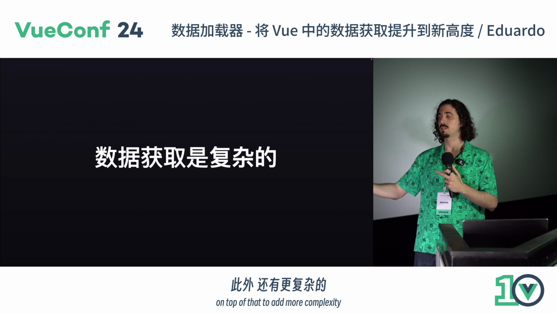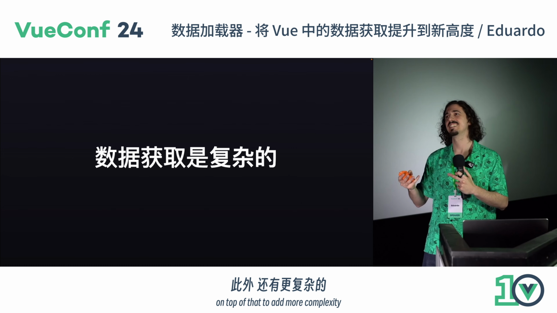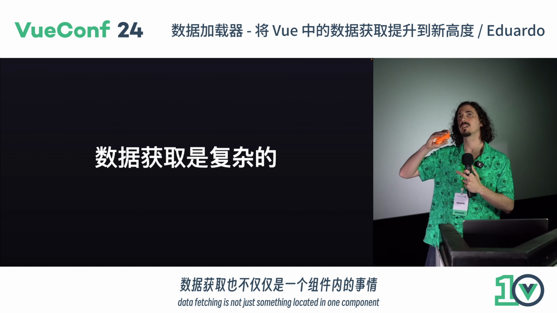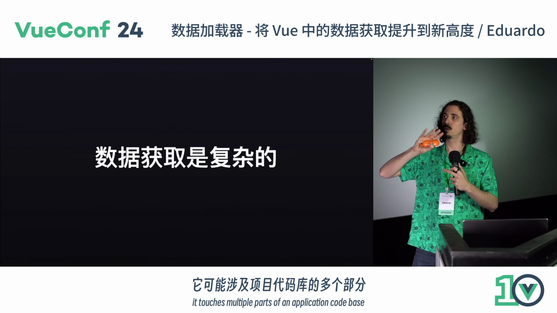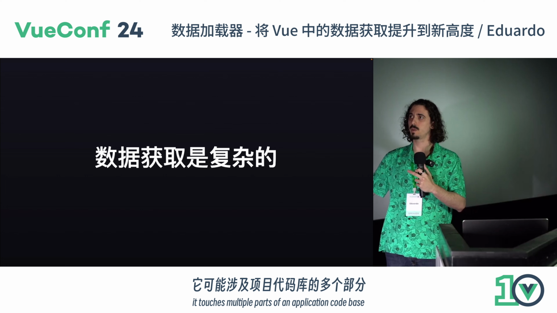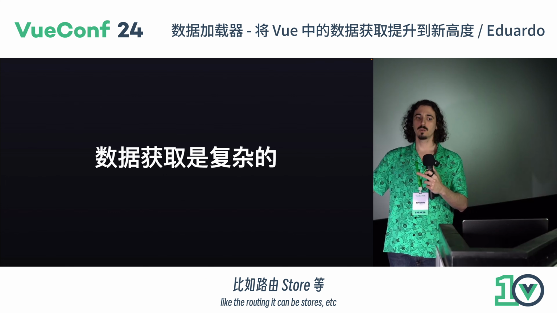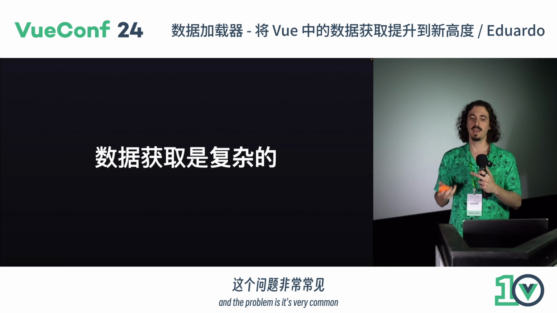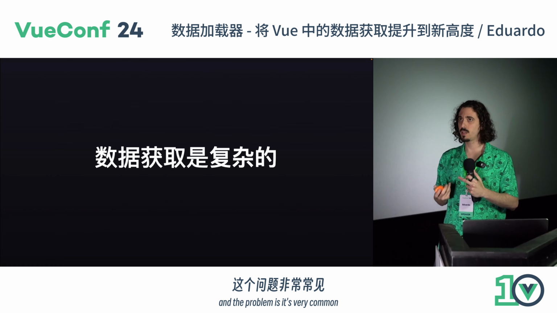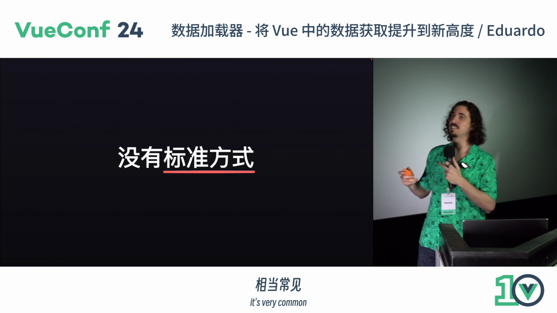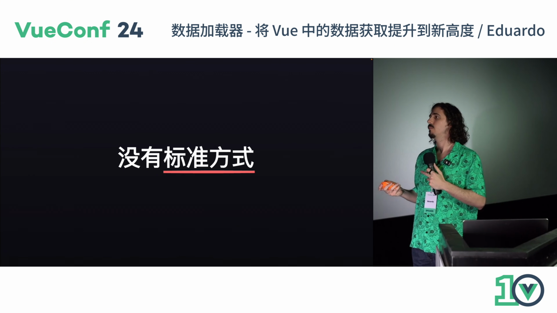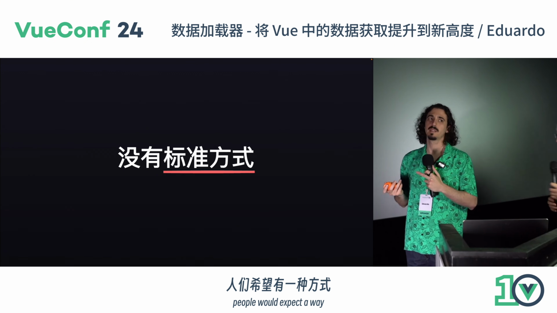On top of that, to add more complexity, data fetching is not just something located in one component. It touches multiple parts of an application code base, like the routing, it can be stores, etc. And the problem is it's very common, right? It's very common.